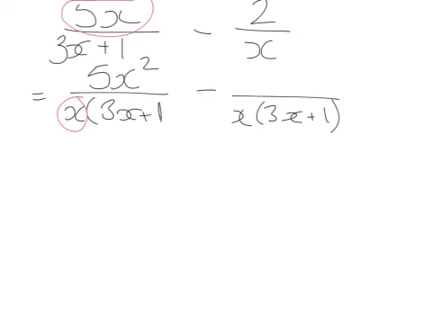And then how did I go from 3x plus 1? Well, I've multiplied by 3x plus 1. So I'm going to do the same to the top. So I'm going to have 3x plus 1.